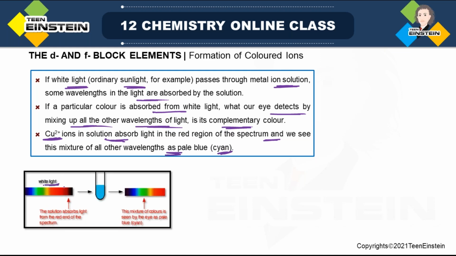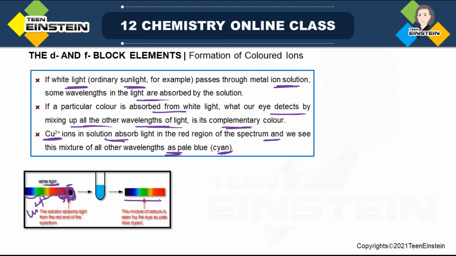So for white light, before absorption, you have all the colors present. Now for the copper solution, it will absorb only the red end. That means this zone will be absorbed. So except this zone, the rest of the portion will be mixed, and it will give you the complementary color.